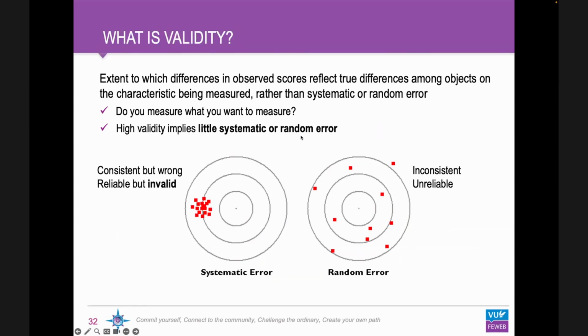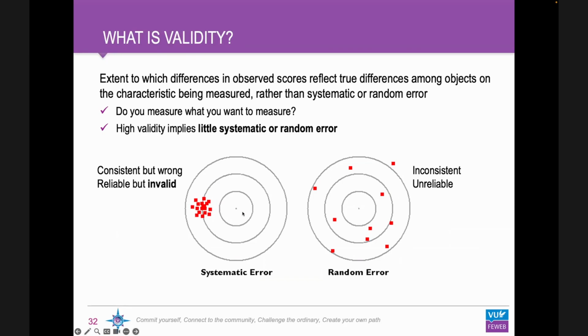And yeah, in terms of errors, this implies little systematic or random error. If you look at this bullseye representation of data, for instance, our target is the middle of it. So this is a true value basically, and we take measurements related to this. In this case, we get a good cluster of answers, so it is quite consistent. But that consistency will be about reliability. We will see it in a minute.